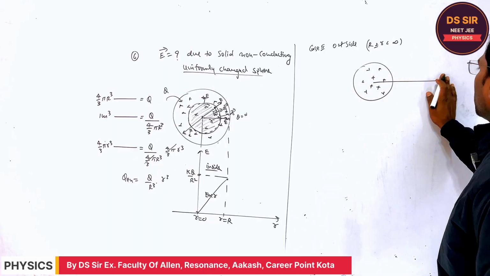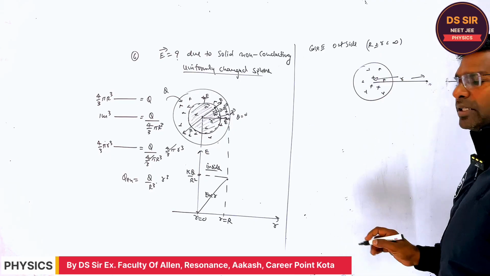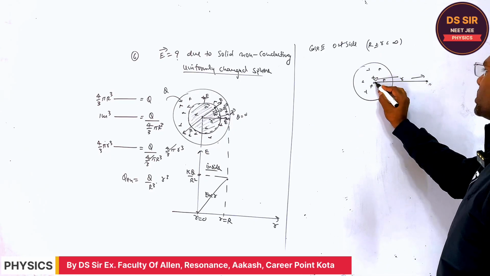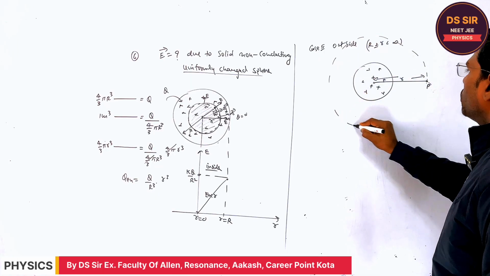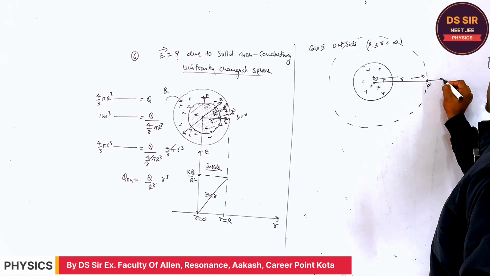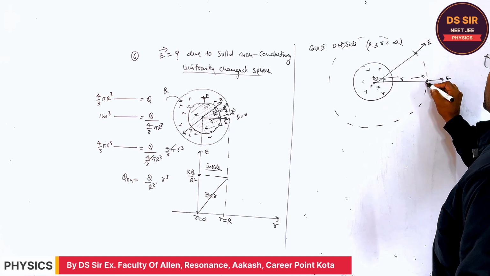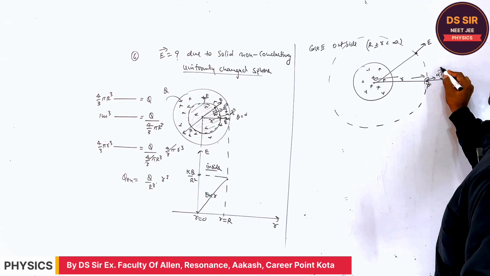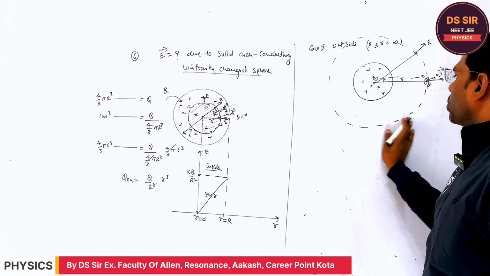For a point outside the sphere, you have to find the electric field. The distance from the center to this point P is r. To find the electric field, you will choose a Gaussian surface, and the electric field at every point on it will be the same, directed in this direction. So apply Gauss's law.